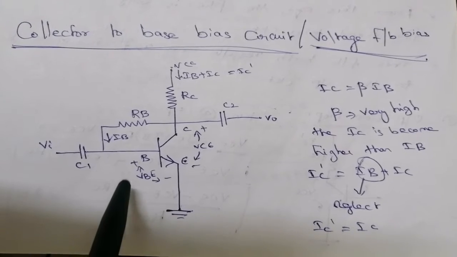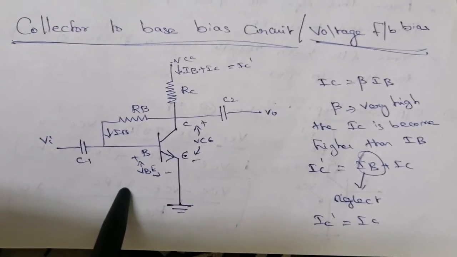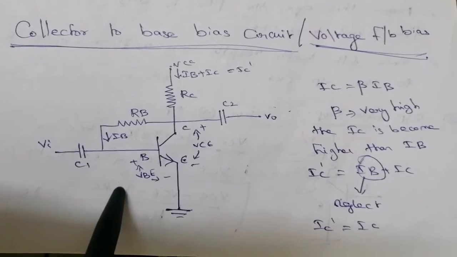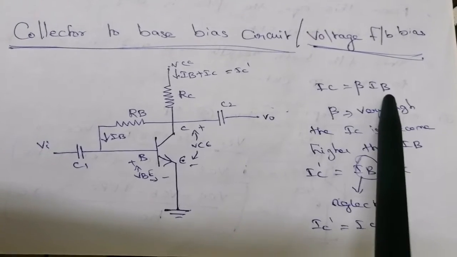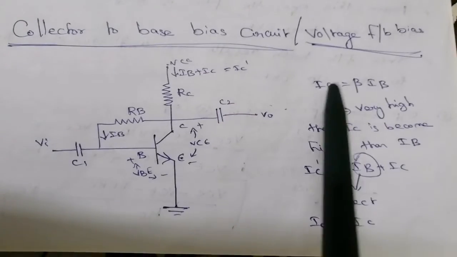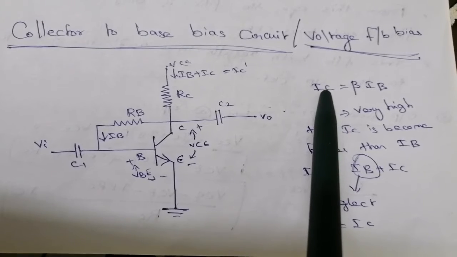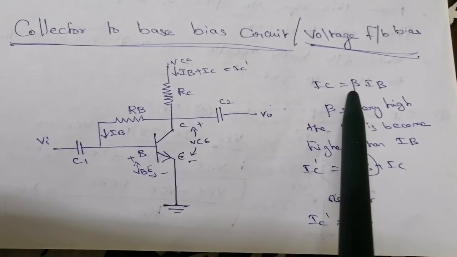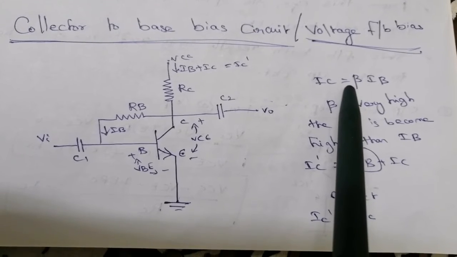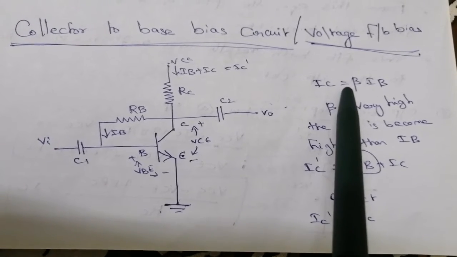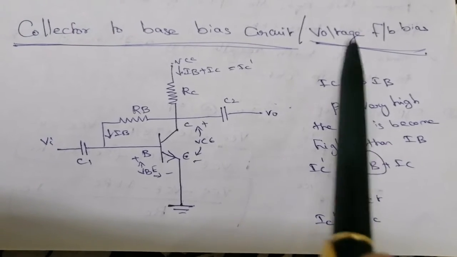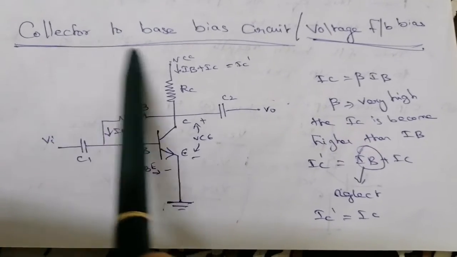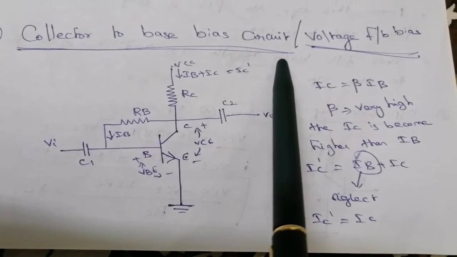Due to that, we have to maintain the collector current constant in a fixed bias circuit, but the collector current IC is nothing but beta into IB. If IB is constant, it's not possible to change IC, but IC is possible to change with change in the beta value in a fixed bias circuit. So it does not provide a better stabilization. To overcome this disadvantage, we go for the collector to base bias circuit.